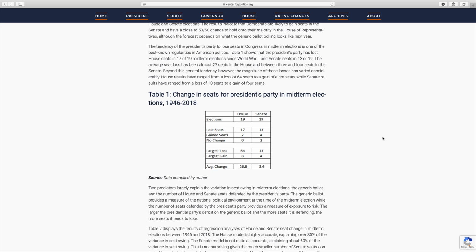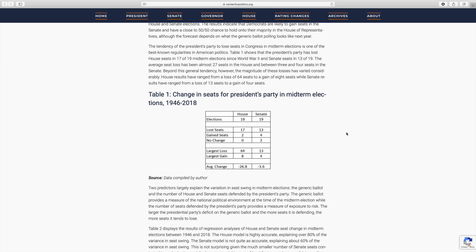And you'll see that in this table here, the top row is the number of elections that we've had. So midterm elections have been 19 between 1946 and 2018. And we see that of those 19 elections, the political party that controlled the presidency lost seats in the House 17 of those 19 elections, and 13 of the 19 Senate elections. There were a few times where the party was able to gain seats. And in the case of the Senate, there were 2 elections where there was no change in the Senate composition. And then you look down here a little further, you see the largest loss, an extreme case, 64 seats a party lost in a midterm election.